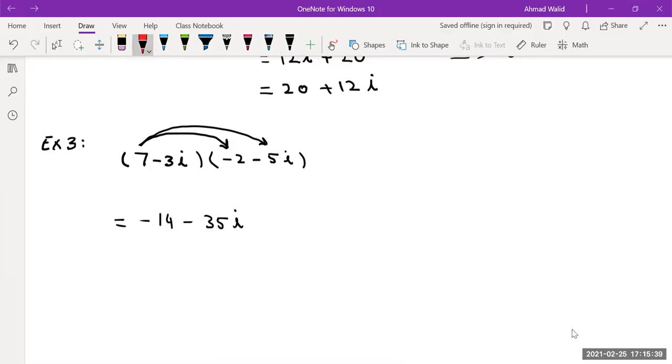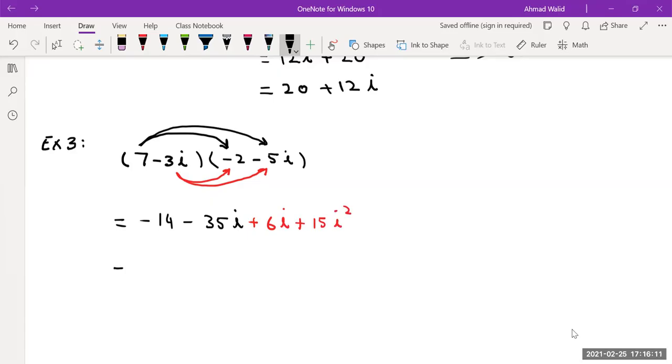Now, I'll distribute the second term to the second parentheses. Negative times negative gives me positive. 3i times 2 gives me 6i. And negative times negative again gives me positive. 3i times 5i gives me 15i squared.